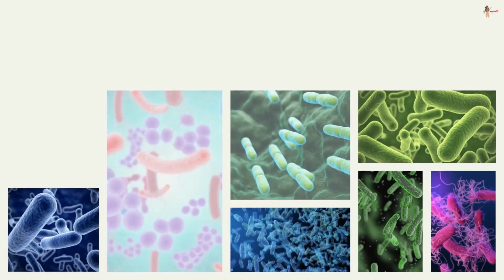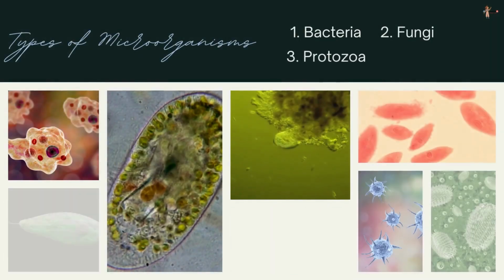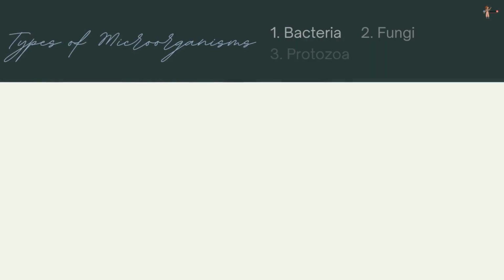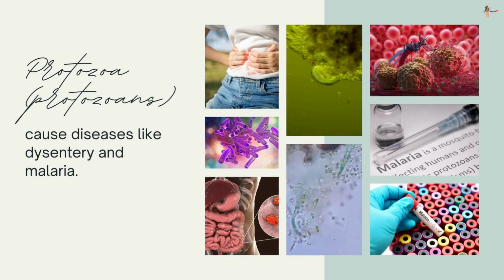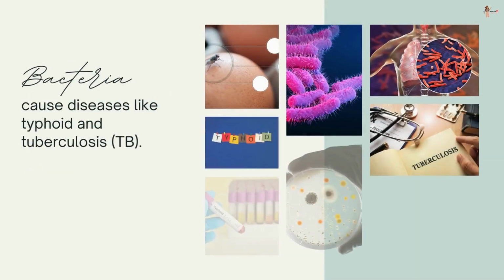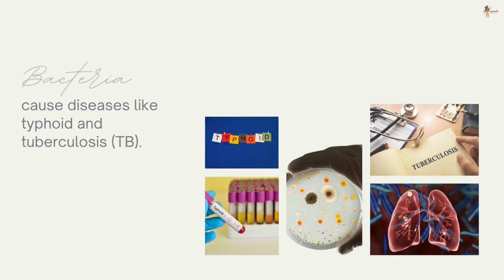Microorganisms are classified into four major groups. These groups are bacteria, fungi, protozoa, and some algae. Diseases like dysentery and malaria are caused by protozoa, whereas typhoid and tuberculosis are bacterial diseases. You have learnt about some of these microorganisms in classes 6 and 7. Now let's see some examples.